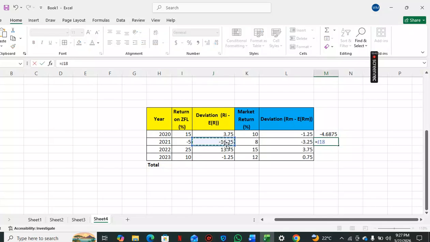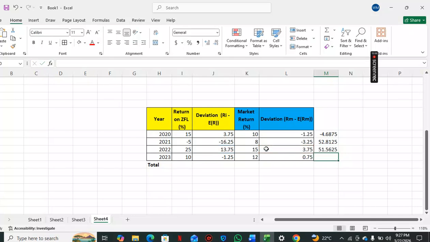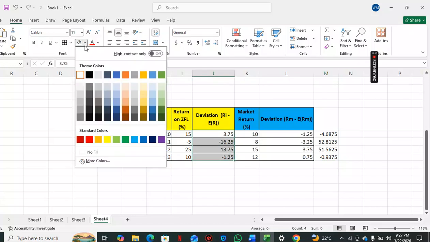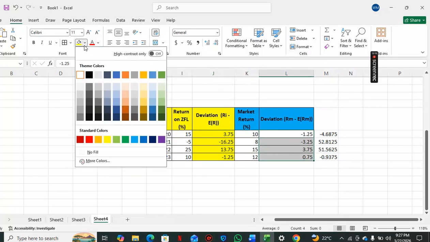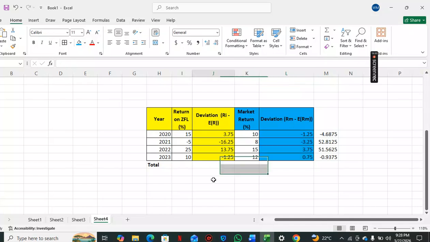Again, deviation for ZFL, deviation for Lusaka Securities Exchange. Deviation ZFL times the deviation for the Lusaka Securities Exchange. Alright, colleagues, we're only multiplying the deviations for both. A deviation here and a deviation here. Any questions before I proceed further?